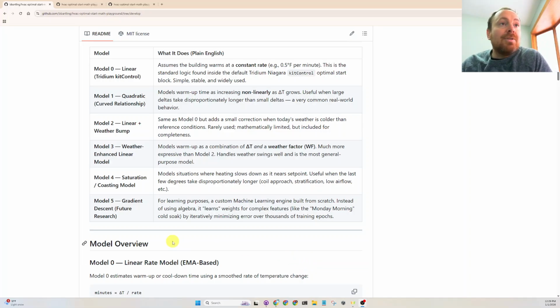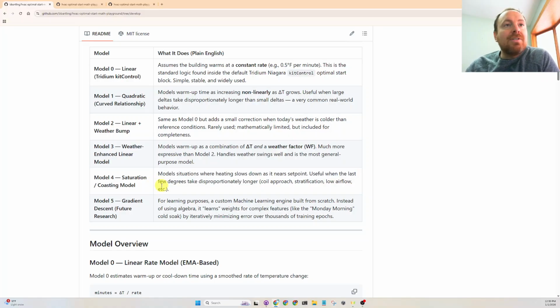So, day 29, we've covered model 0, 1, 2, 3, and 4. I actually don't really know much about this one, but it's model 4 discussed in the PNNL paper. I think it's advertised as some kind of saturation and coasting model. It looks like there's model situations where heating slows down as it nears set point, useful when the last few degrees are disproportionately longer. So let's see how we do this through math.